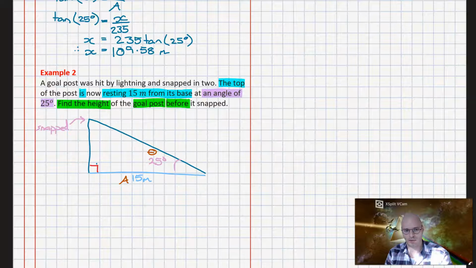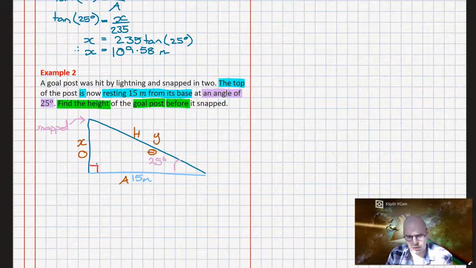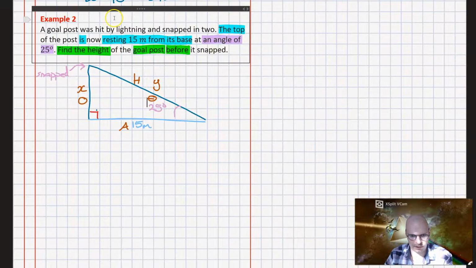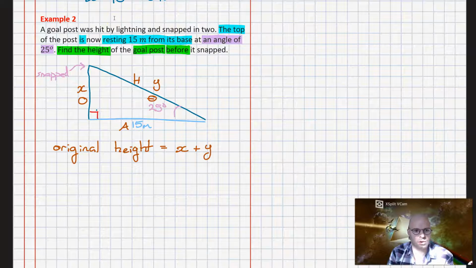So what we need to do is find the value for, let's say, x, which we'll call the partial height, so that's the opposite, and then the hypotenuse, which we'll call y. So the original height is going to be x plus y. So what that means is we have to solve for both the opposite and the hypotenuse. Now the first one we'll do is the opposite.